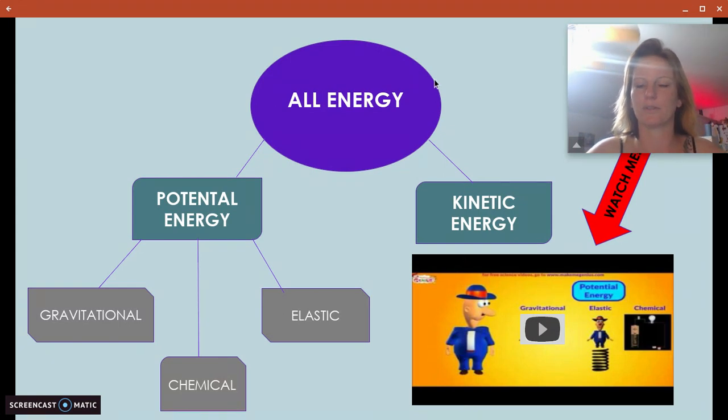So first and foremost, all energy can be broken into two main groups. You have your potential energy and your kinetic energy.